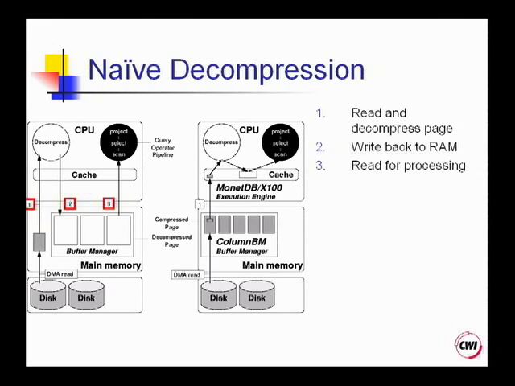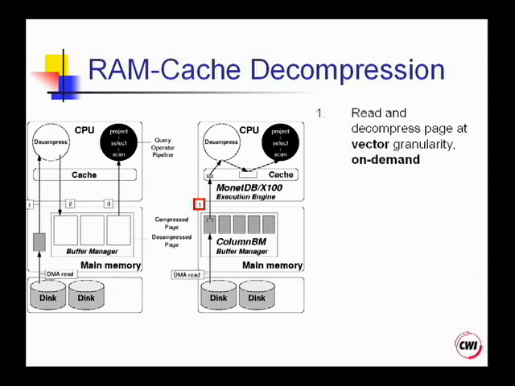And on the right, you see the alternative, where we read a compressed page from disk, and then immediately on demand, as soon as the operator pipeline requests a vector, we decompress it directly at the small granularity into the cache. There it gets fed into the operator pipeline, and after that it can be thrown away. We don't need to materialize the uncompressed result.